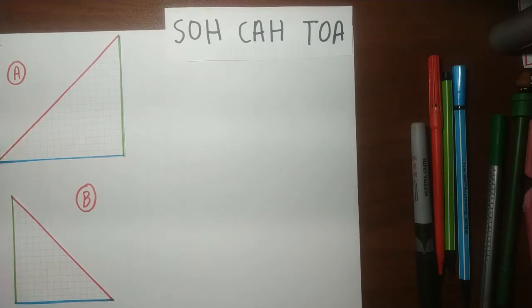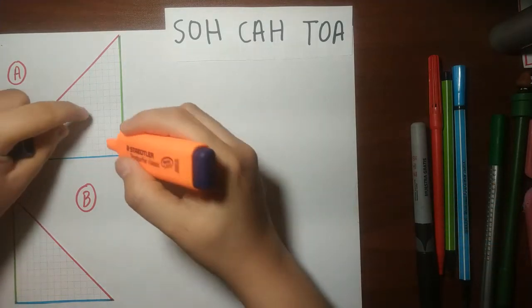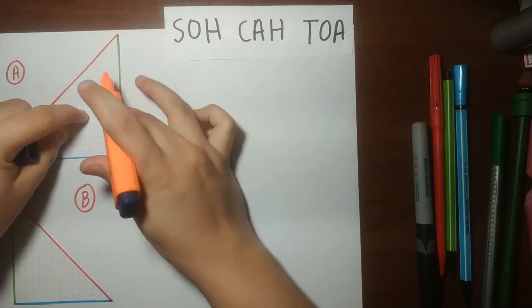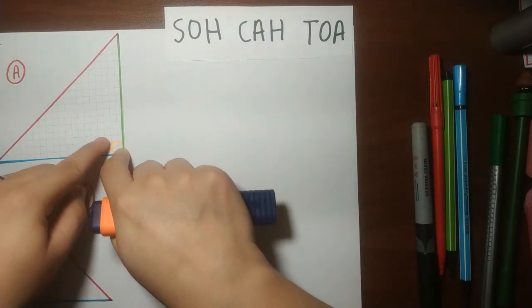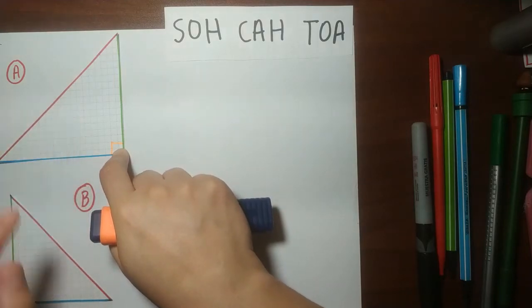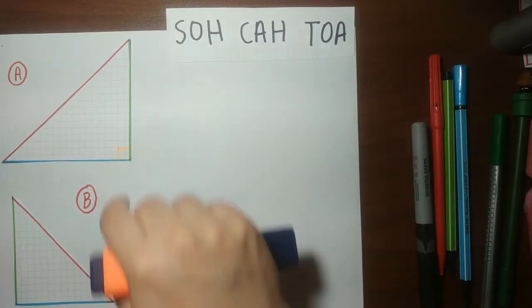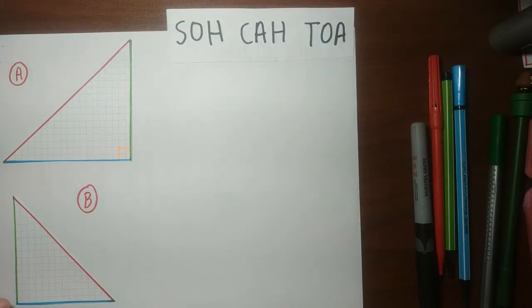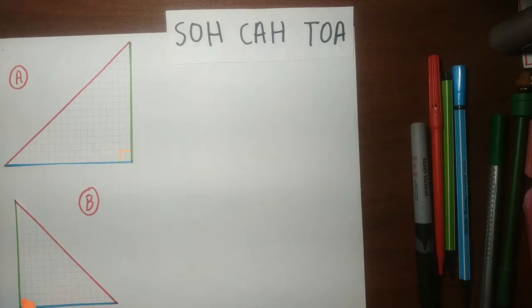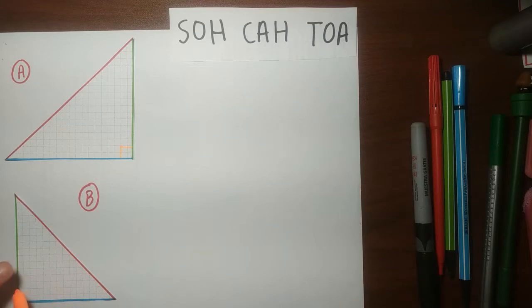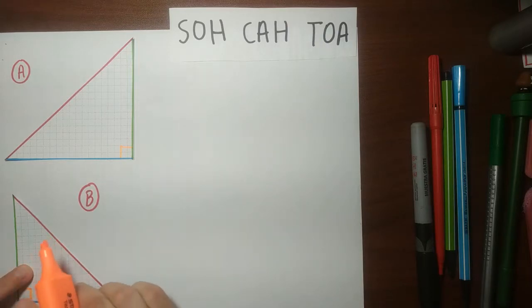In A, I have a right triangle. How do I know that? Because here I have my right angle. Now, if we need to identify the hypotenuse, we know it's the one in front of the right angle. So it is the one in red. Same happens in B. I have my right angle right here, so I know that my hypotenuse is right in front.